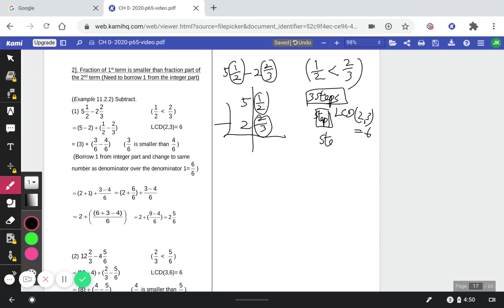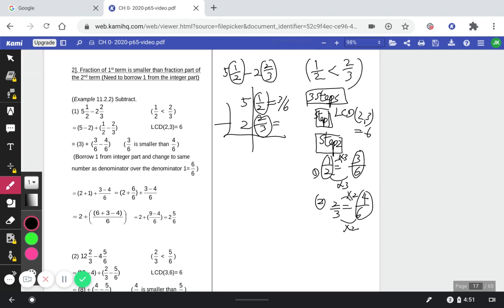And step 2, you have to find the equivalent fraction of a half in terms of LCD. So you multiply by 3. So a half is the same as 3/6. And then the second fraction, 2/3, in terms of 6. So 3 goes into 6 twice, so multiply by 2. So it becomes 4/6.